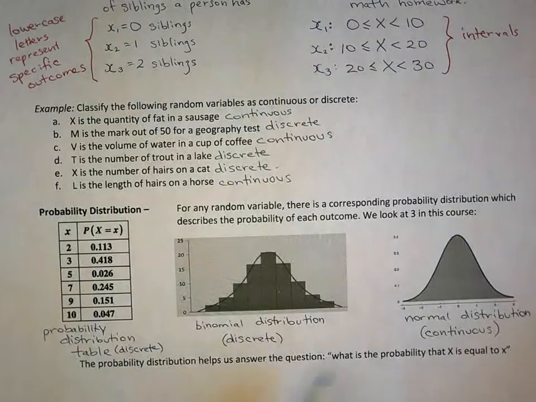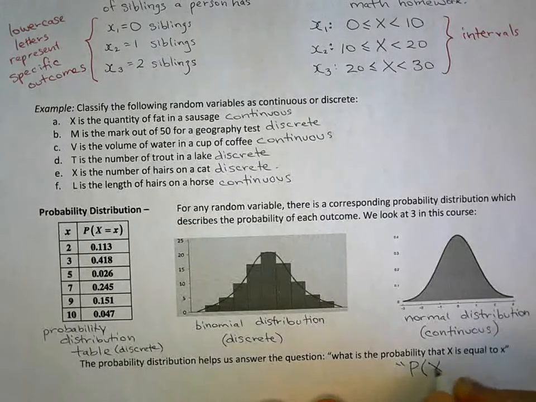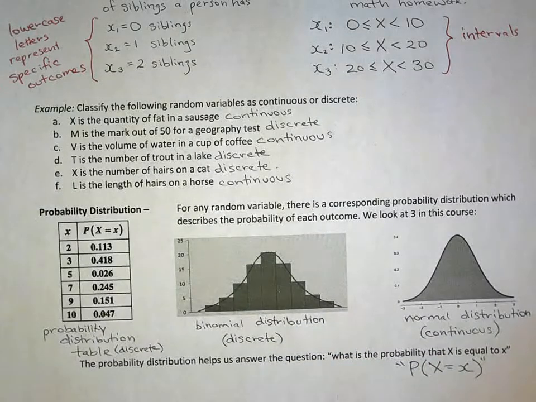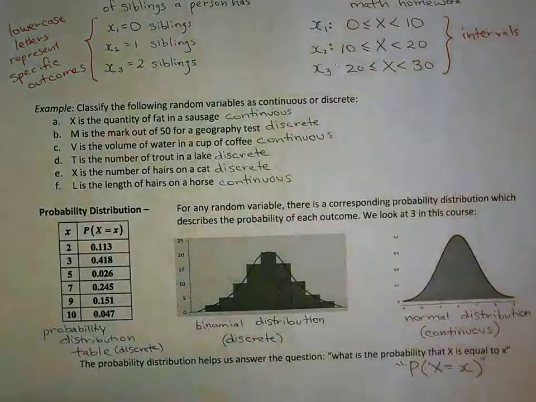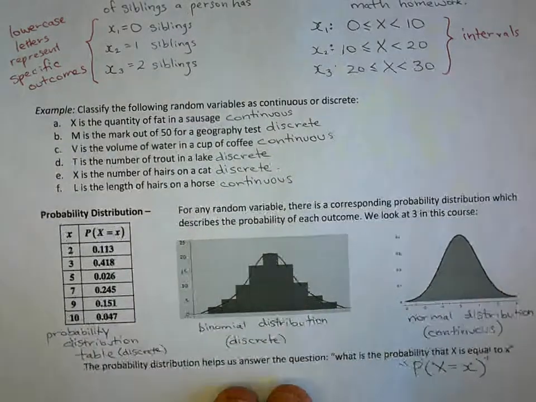The reason we have these probability distributions is they help us answer the question, what is the probability that the random variable x is equal to one of these outcomes x? What is the probability that big X is equal to little x? And as you're going to find, it's amazing how we can use math to make predictions. Let's turn the page.